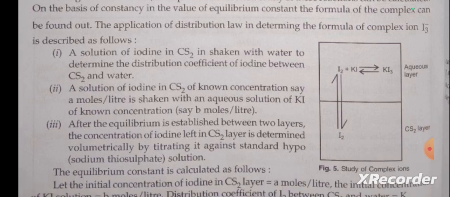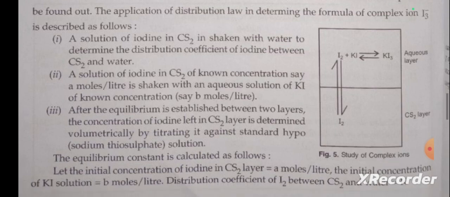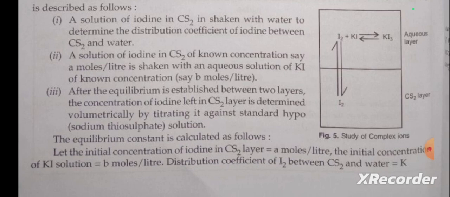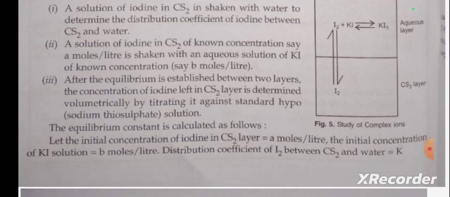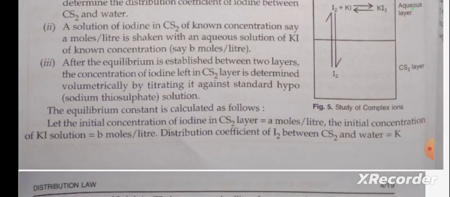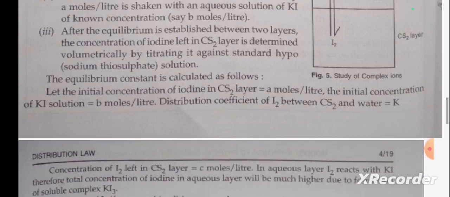The solution of iodine in CS2 is shaken with water to determine the distribution coefficient of iodine between CS2 and water. A solution of iodine in CS2 of known concentration, say A moles per liter, is shaken with an aqueous solution of KI of known concentration, say B moles per liter. After equilibrium is established between the two layers, the concentration of iodine left in the CS2 layer is determined volumetrically by titrating against sodium thiosulfate solution. The equilibrium constant is calculated as follows.